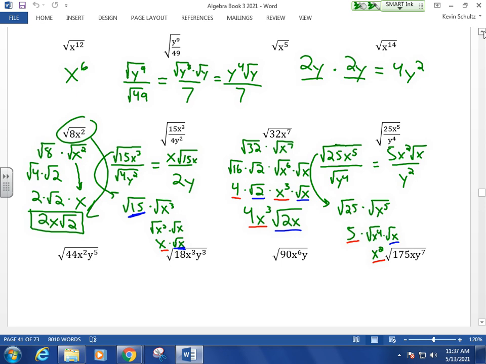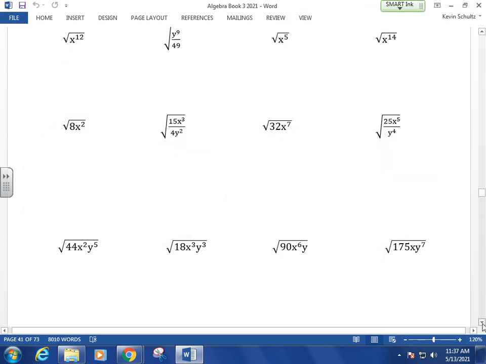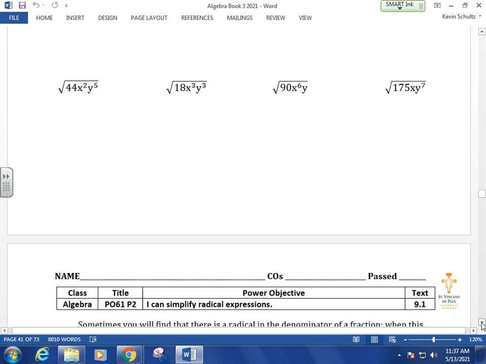Okay. Bottom row. Pick which one you'd like to do together. Now we're at our next level here. We have a coefficient and multiple variables.